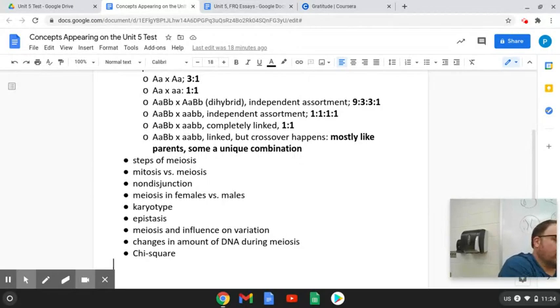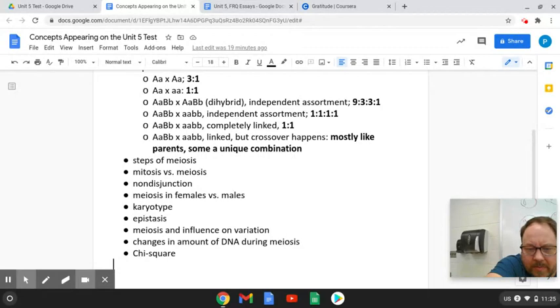For the heck of it, I would just look for examples of when non-disjunction happens. So maybe that'd be like in chapter 15 where they show you something like that. Okay, non-disjunction is on page 307, figure 15.13. There you see examples of non-disjunction and what can happen there. Again, page 307, figure 15.13.